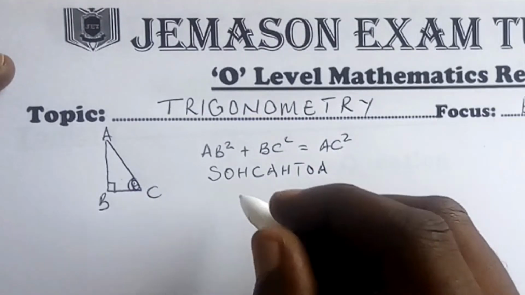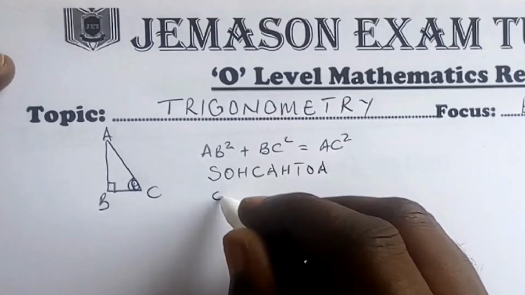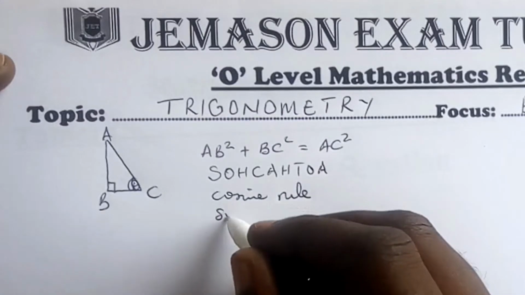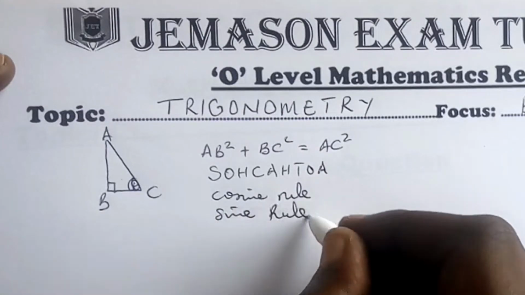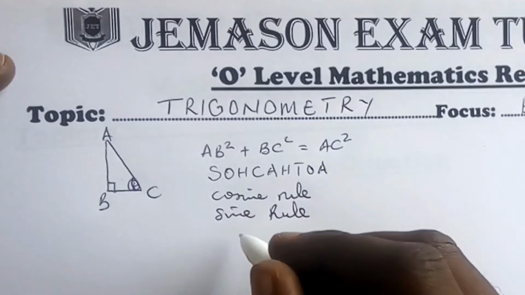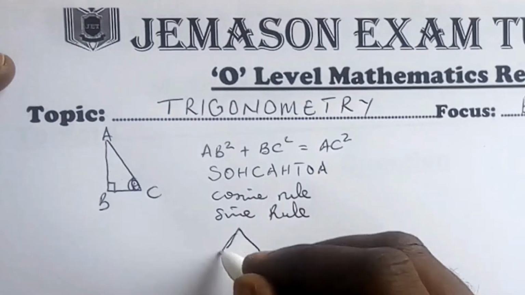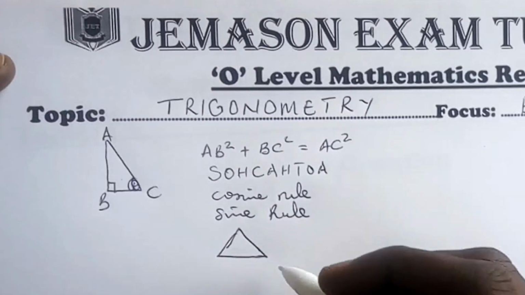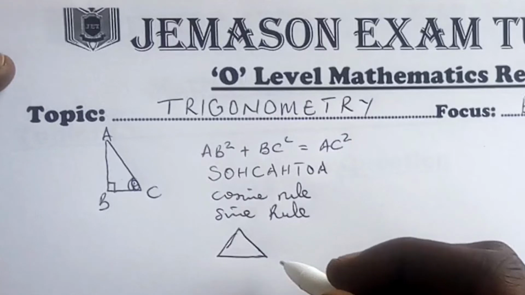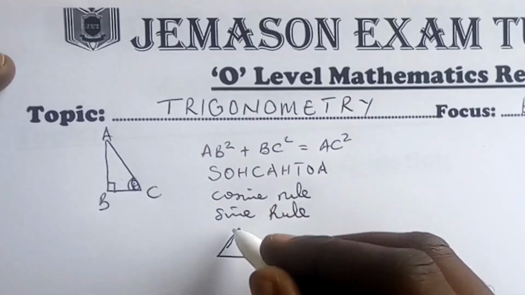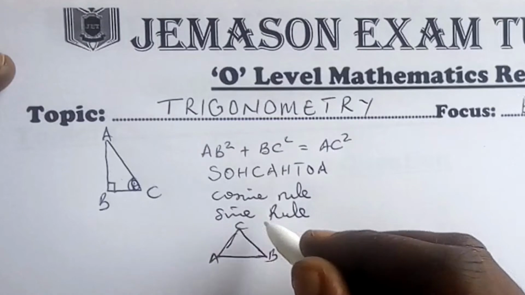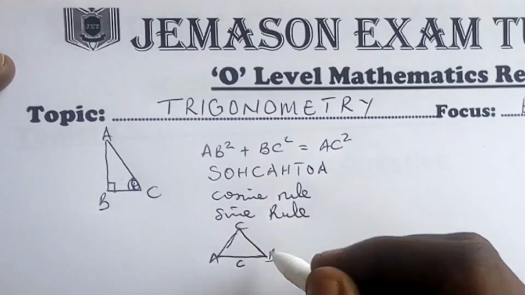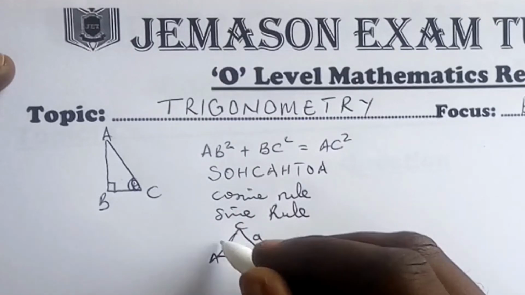There is also the need to use the cosine rule as well as the sine rule, where the triangle is not right angled. You have a case where a triangle will come out and is not right angled, then you would be required to use the sine and cosine rules. If I have A, B, C, then this is side C, and here side A, here side B.